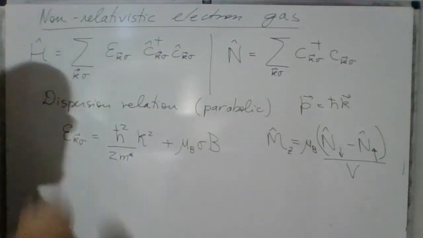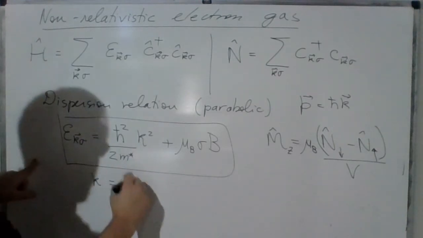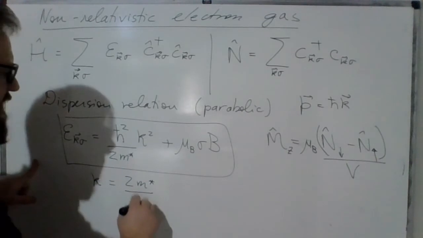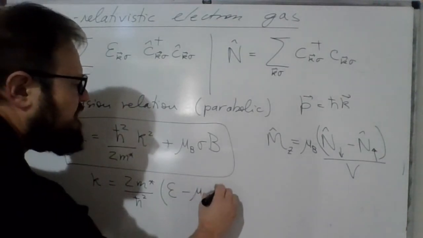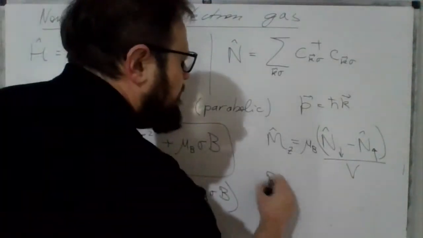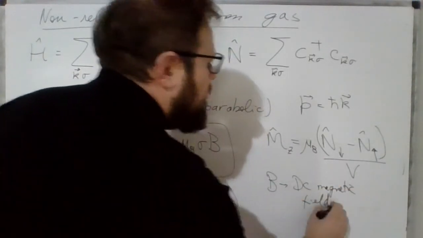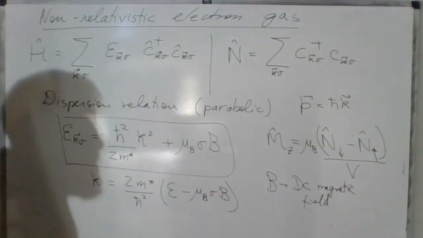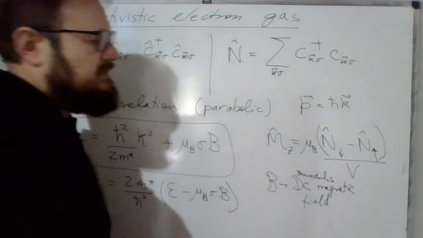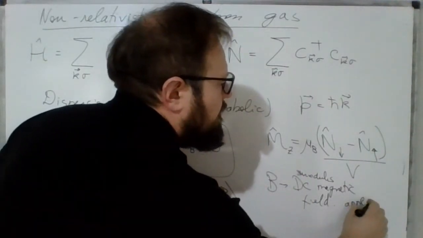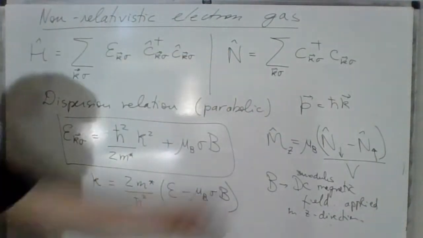Okay, so this is the magnetization operator. This is the energy spectrum. And of course, you can calculate the k here. k is equal to 2 times the effective mass divided by h bar squared, times the energy given that k, minus the Bohr magneton sigma times B. B is a magnetic field, a static or DC magnetic field, applied in the Z direction. This is the modulus, of course, the amplitude of the magnetic field applied in the positive Z direction.